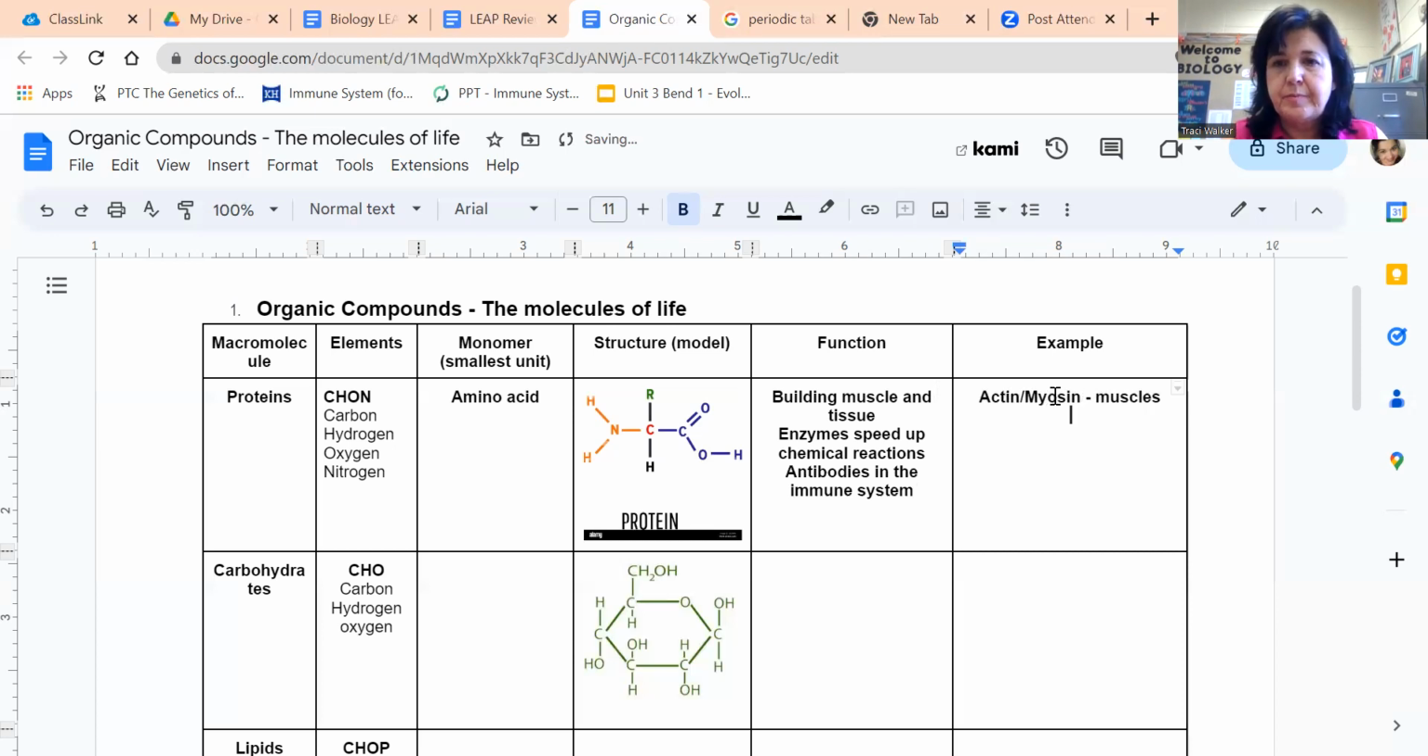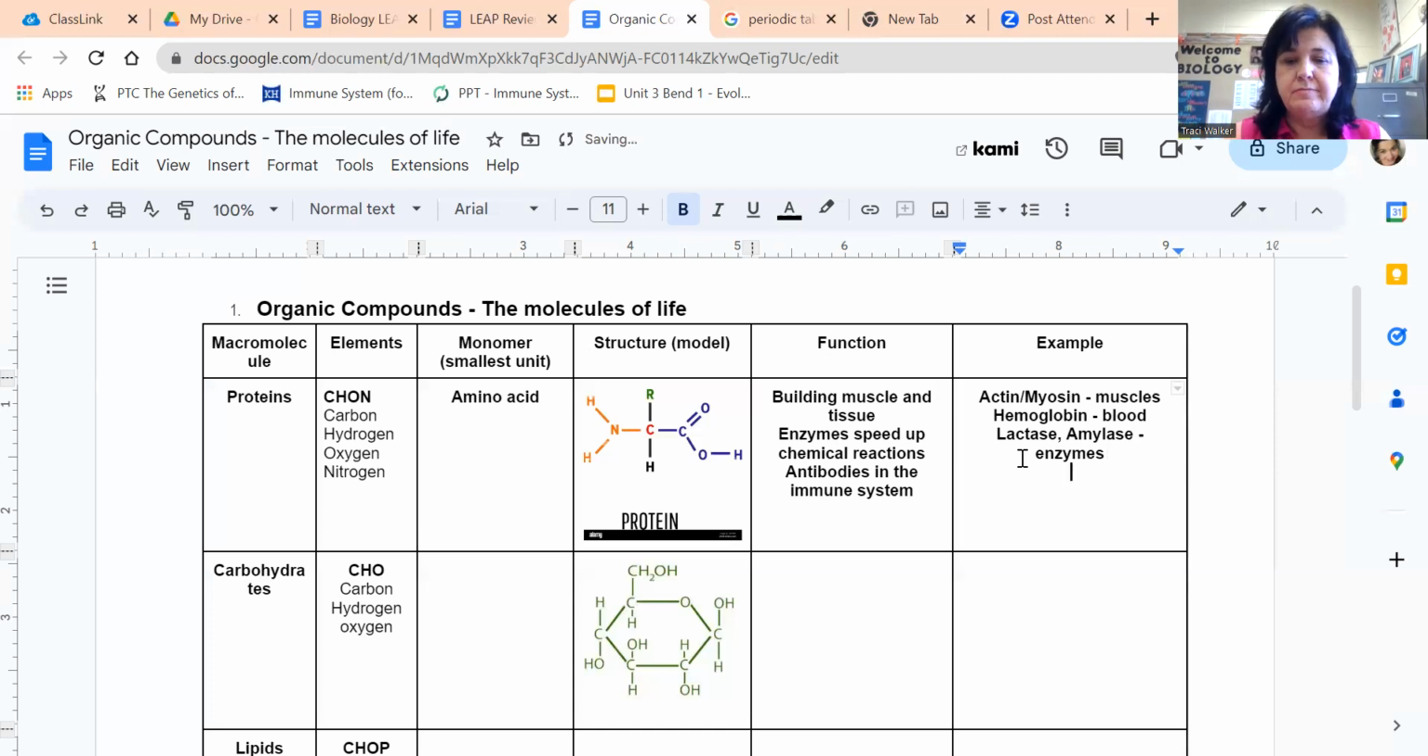And then hemoglobin is found in the blood, and it helps to transport oxygen throughout the body. And then you've got different types of enzymes like lactase and amylase. These particular enzymes, lactase and amylase, work in your digestive system to help the digestive processes move along the way they should.